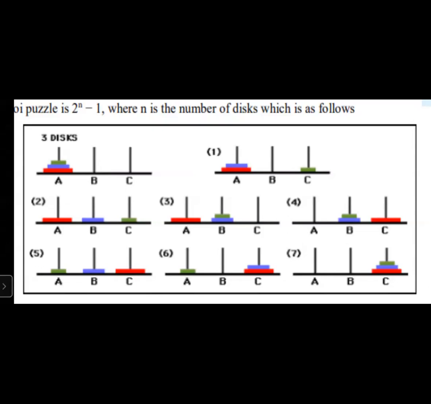Now that is my goal state. So this is the goal state I need to get. So that's why I got it. So like this, I can make 7 moves and I can move all the disks to the last rod, that is rod C. So this is how to solve the Towers of Hanoi problem.